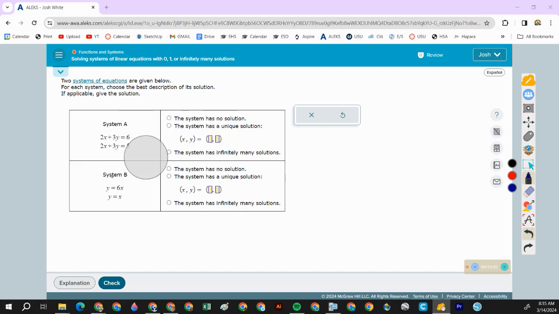Okay? And then here, plug that in there. x equals 6x. So we would subtract x. 0 equals 5x. So x equals 0. And then plug that in here. And we get y equals 0. So this one has a unique solution, and the solution is 0, 0.